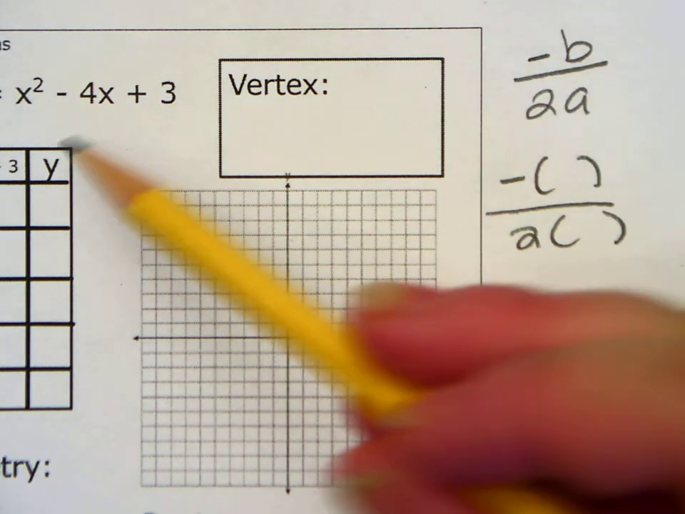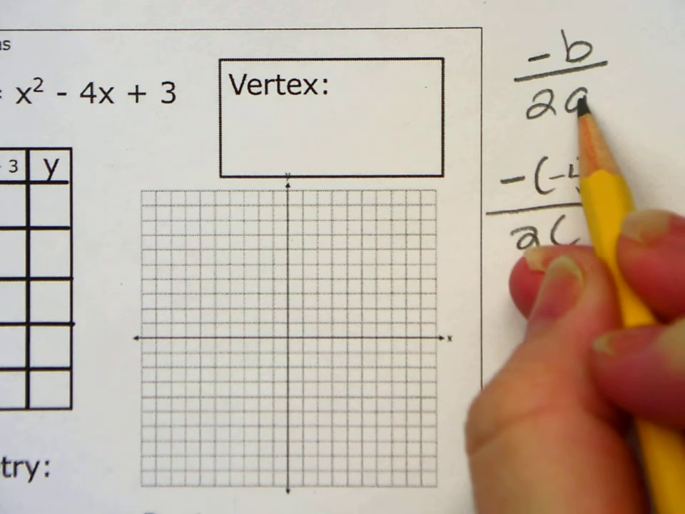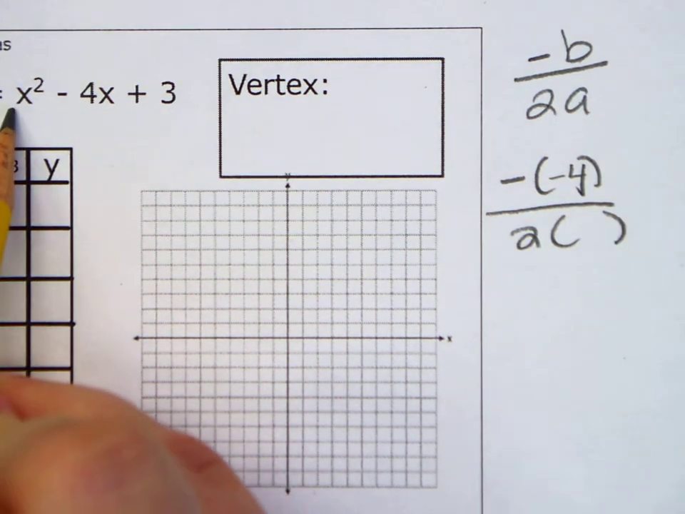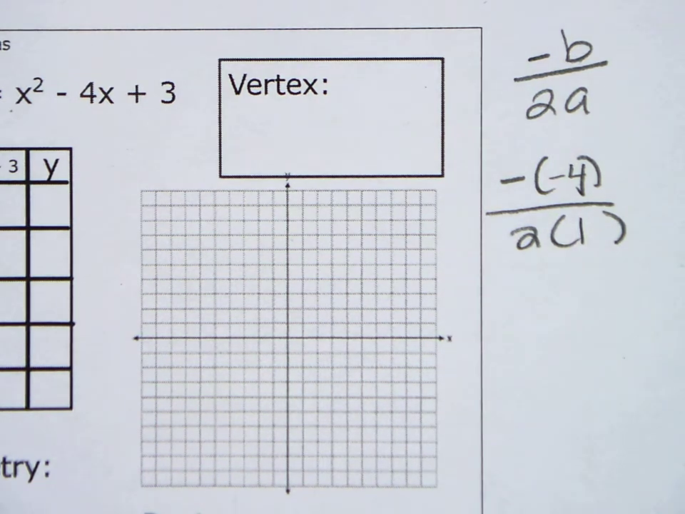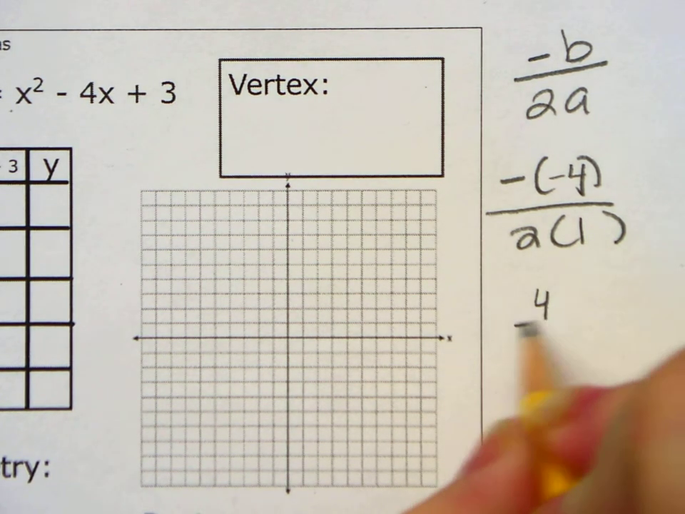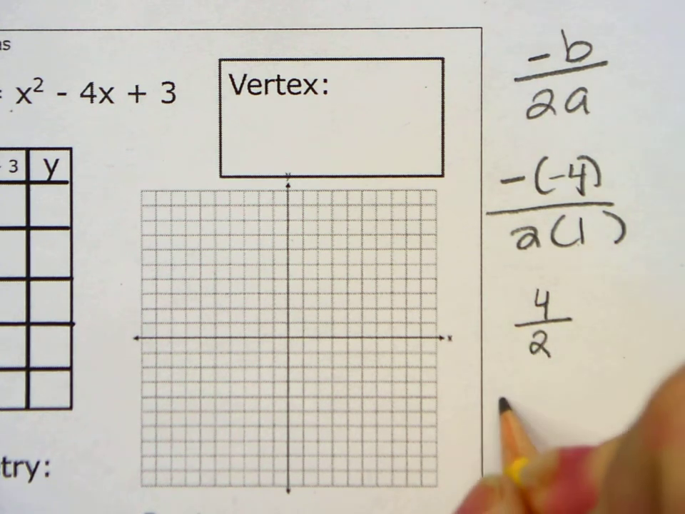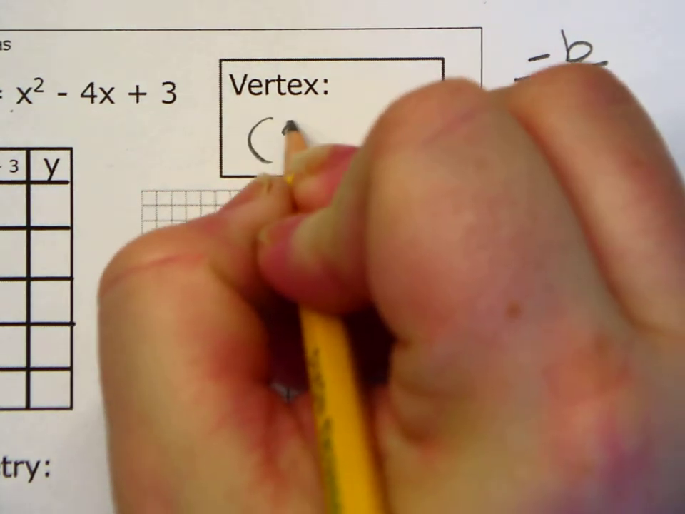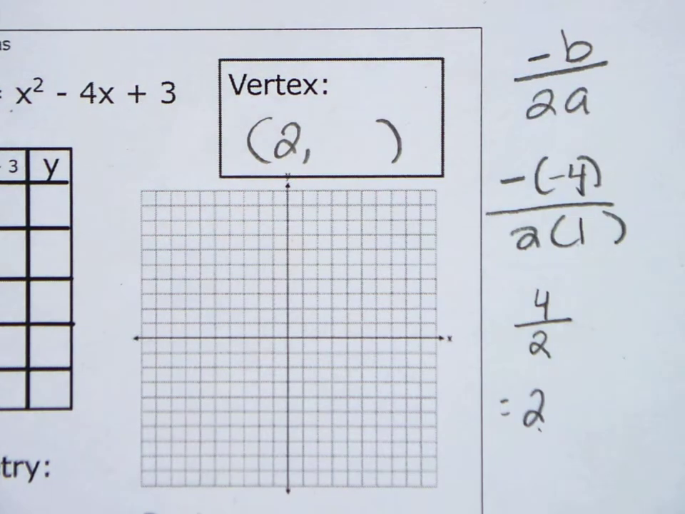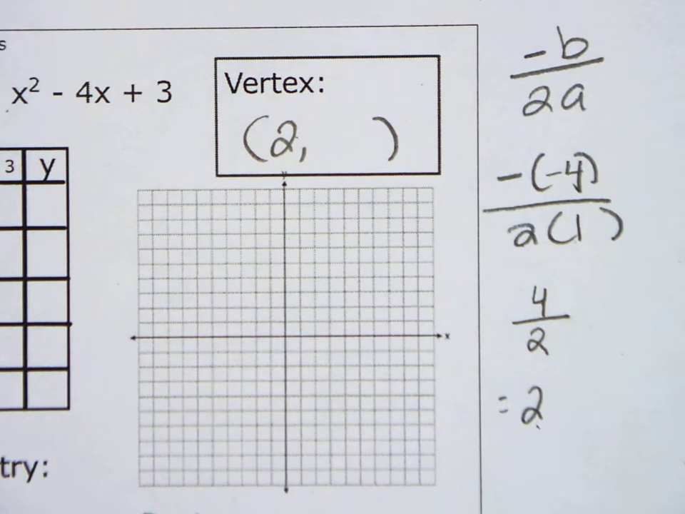What's b in this equation? Negative 4. What's a? A is the number in front of x squared. There's nothing there, so it's a 1. Negative negative 4 is 4. 2 times 1 is 2. 4 divided by 2 is 2. So the x value of my vertex is 2. That's going to go here for vertex, 2, comma. And this 2, we're also going to put in the center of our table.